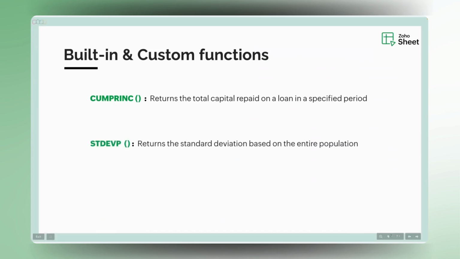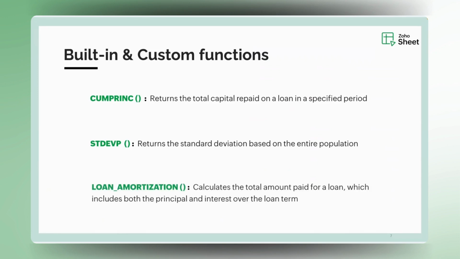Then we have the standard deviation function. This calculates the standard deviation based on an entire population of the range that we give. So in the finance team, it's often used to measure the volatility or the risk of different investments that have been made. Then we have the custom function, that is the loan amortization function. So this helps us determine the total amount paid on a loan, including both the principal and interest over the long term.